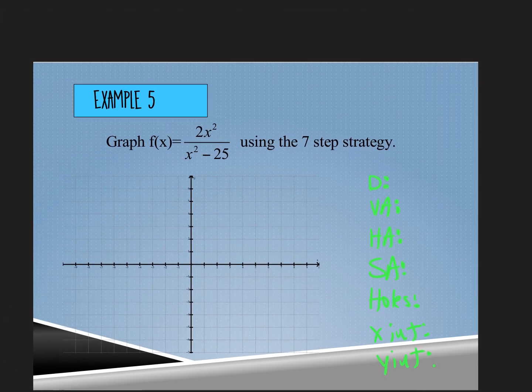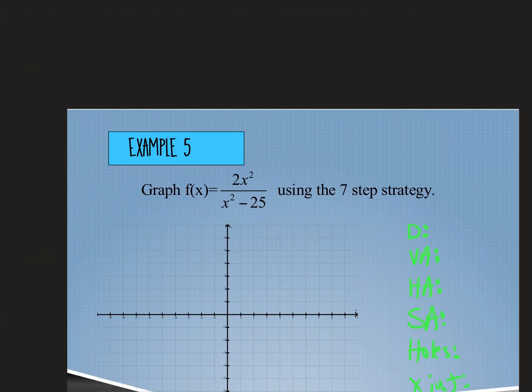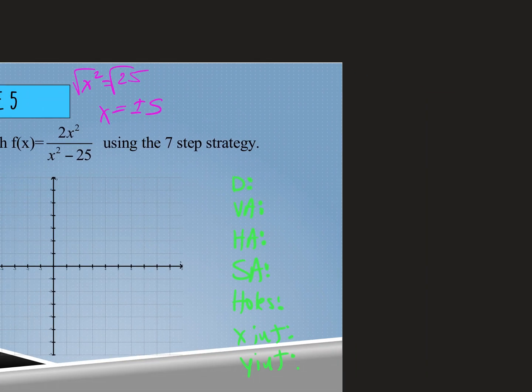Let's talk about domain and vertical asymptotes. Domain and vertical asymptotes, we do what? We set denominator equal to 0, correct? So x squared minus 25 equals 0, so x squared equals 25. Take the square root of both sides, so x equals what? Plus or minus 5. So you found out that you have vertical asymptotes at x equals plus or minus 5. So I know my domain is everything but those two numbers. So negative infinity to negative 5, union, negative 5 to positive 5, union, 5 to infinity.